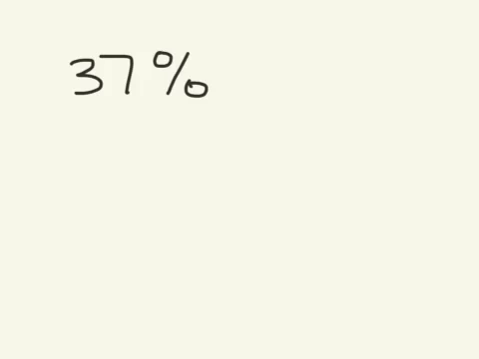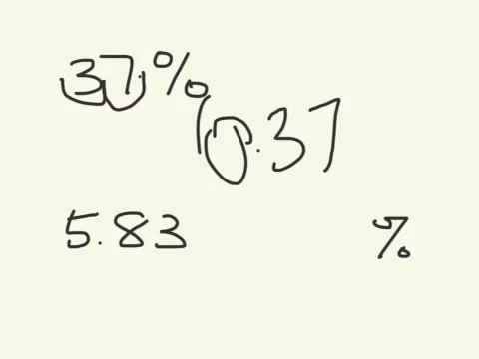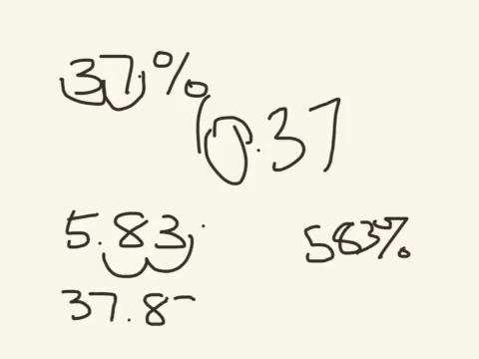So the decimal would be right here. Then you go doot doot. So that'd be 0.37. Okay. If I said 5.83, what is that as a percent? That is 583%. Good. If I said 37.89%, what is that as a decimal? So that'd be that.